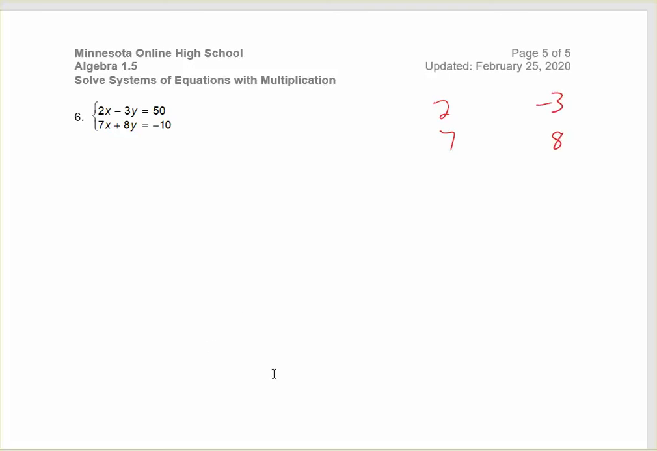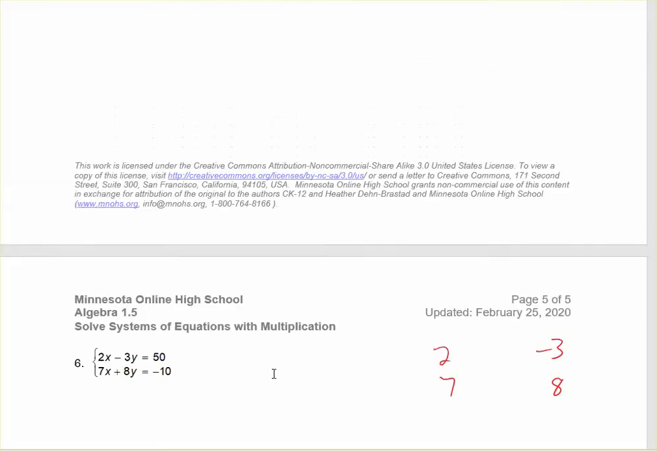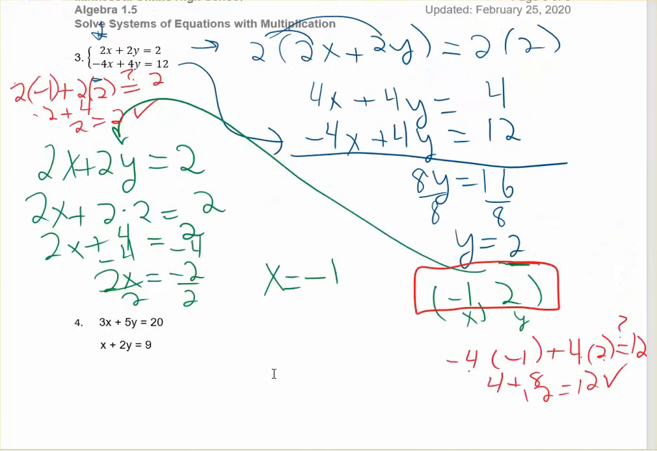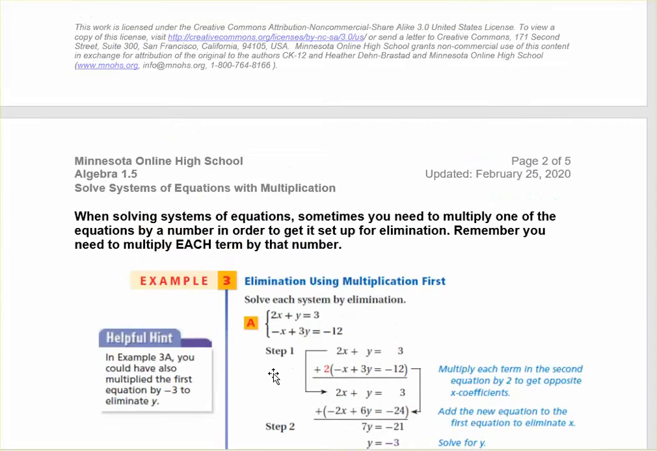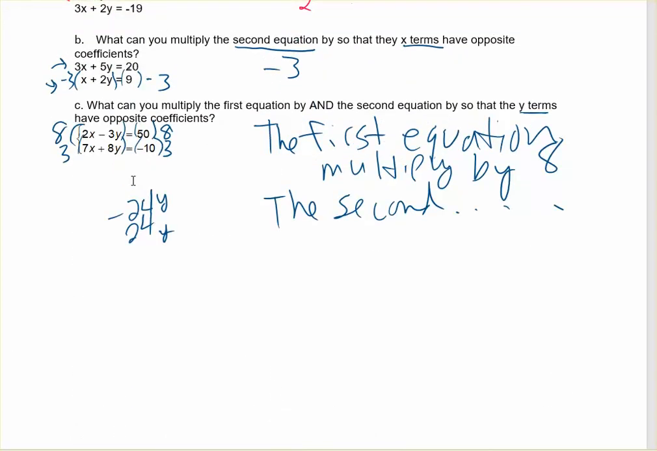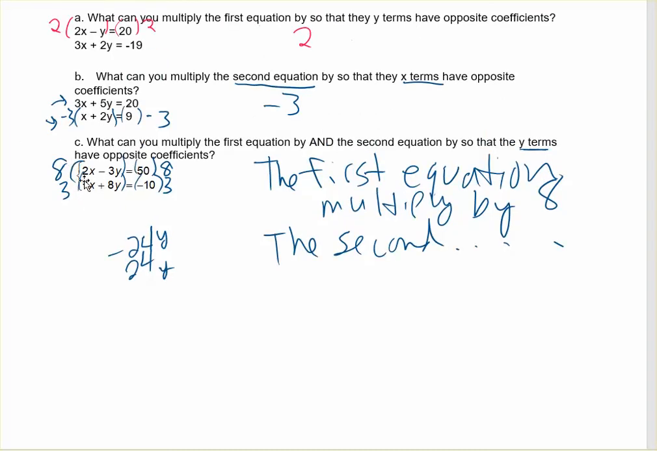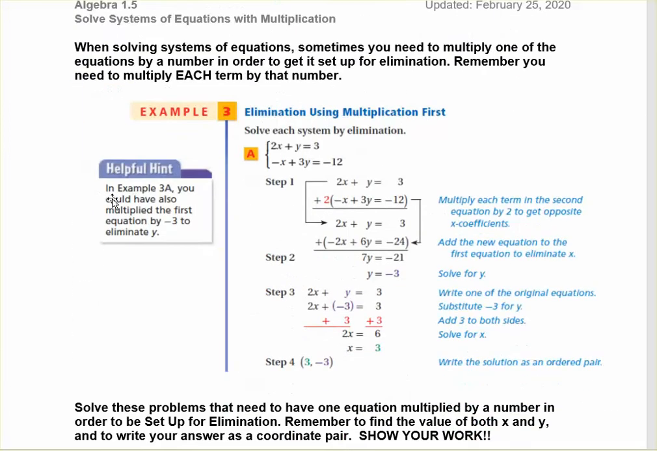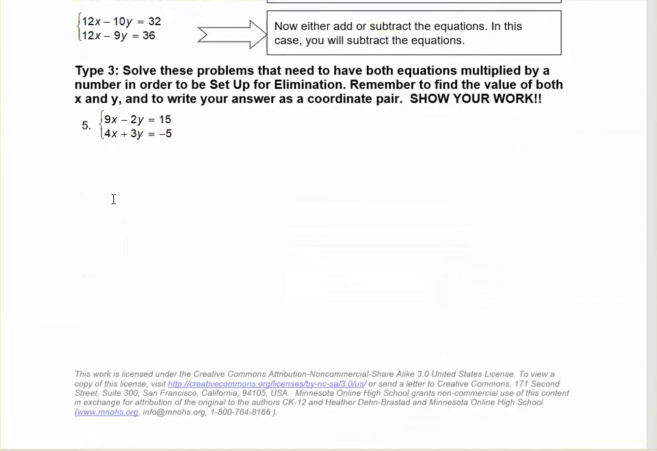Let's look back at a problem that we did together. 2x minus 3y equals 50, 7x plus 8y equals negative 10. This reminds me of a problem that we solved earlier with number 1. Look at that. So in 1c, we already decided that we could multiply the first equation by 8 and the second equation by 3 in order to get the opposite coefficients for the y term. By doing that, you would get negative 24y and 24y, and then you can add them together and find your x.